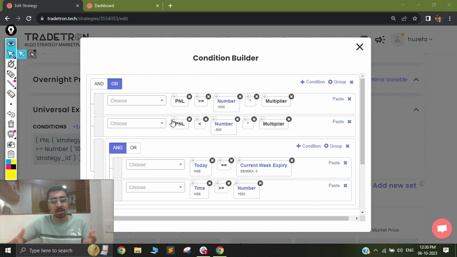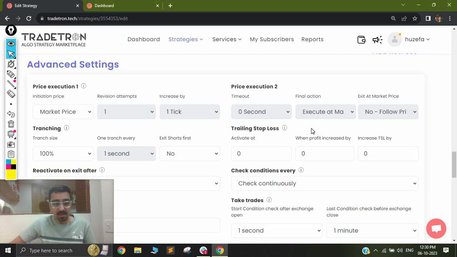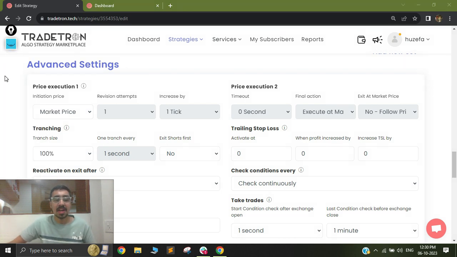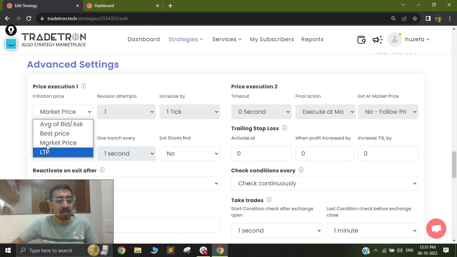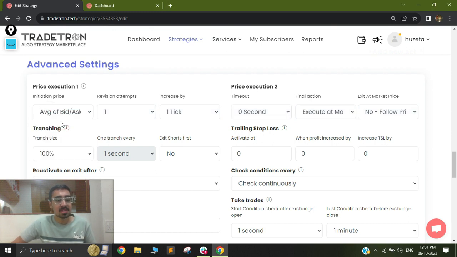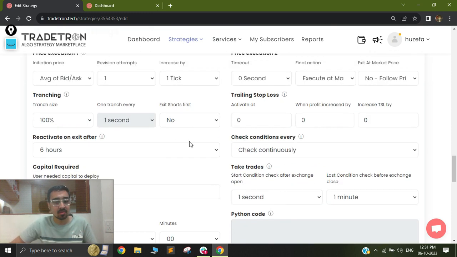Finally, I have my advanced settings. Advanced settings are basically I'm taking a trade at market price. Now do remember that even though liquidity is high in Sensex, some brokers do not allow a market order to be fired for Sensex. So you will have to basically do away with a limit order. So you can just select LTP and best of bid ask or whatever, and execute your same trade with the Sensex futures and options. Along with that, I have added a reactivation of 6 hours so that the next day my next entry will be triggered, and I have my checking as check continuously.